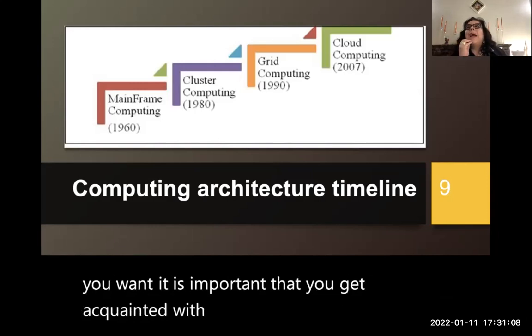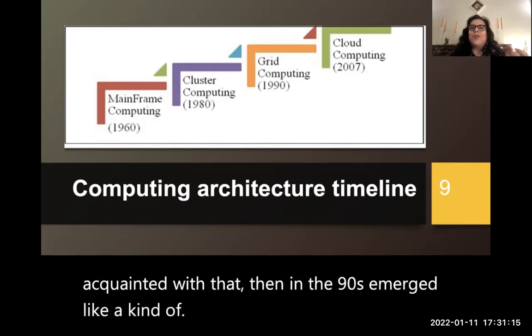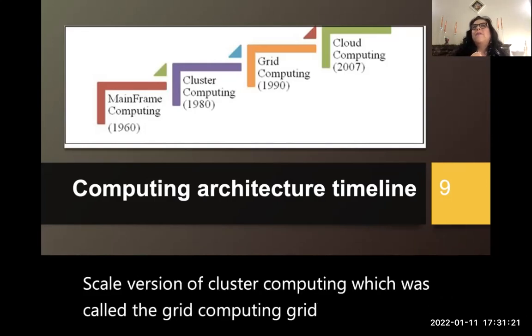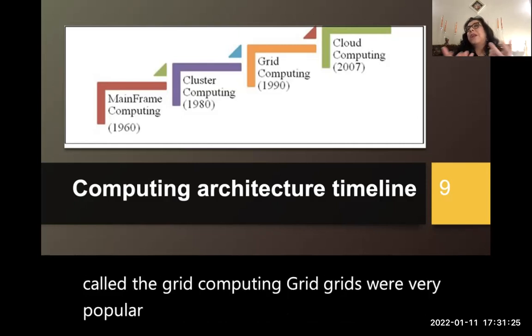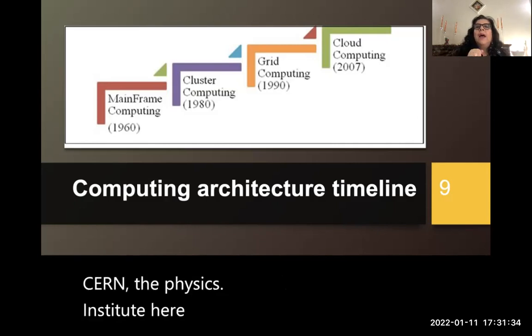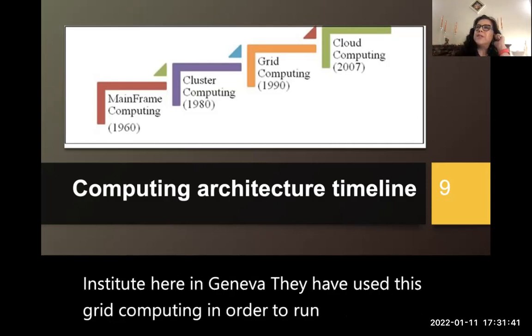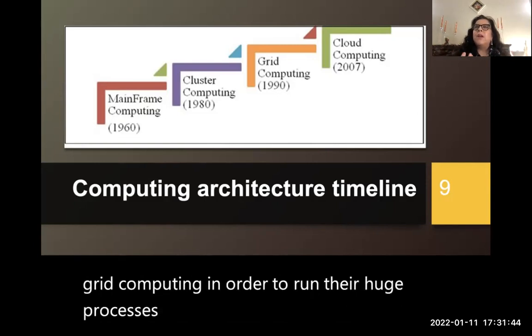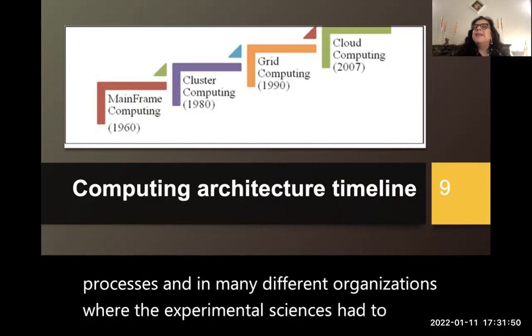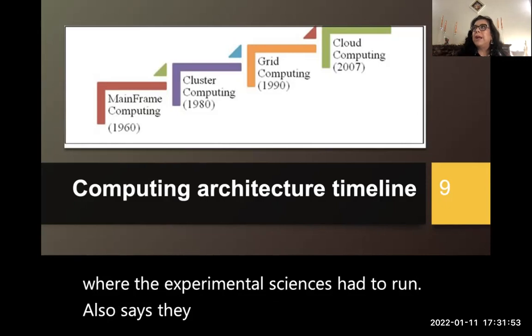Even if it's a kind of old architecture, it is important that you get acquainted with that. Then in the 90s emerged a kind of scaled version of cluster computing, which was called grid computing. Grids were very popular in experimental sciences. For example, CERN, the Physics Institute here in Geneva, used grid computing to run their huge processes. Many different organizations where the experimental sciences had to run processes adopted grid computing architectures.